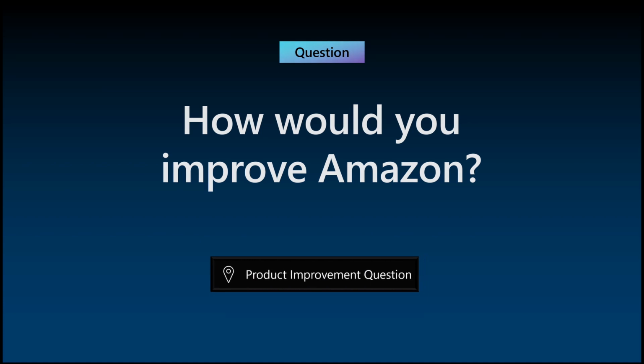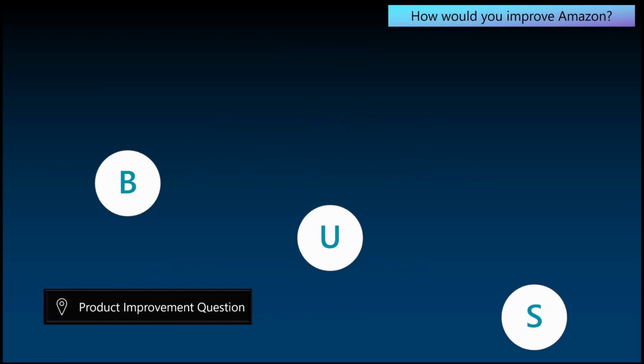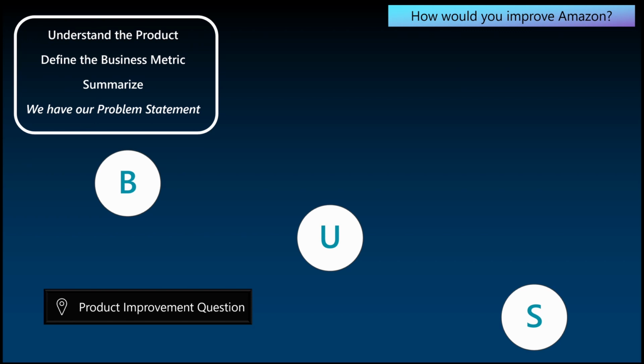So we recommend using a 3-step approach to answer product improvement questions in a PM interview. This approach is also known as the BUS framework, where B stands for business objective, U stands for user problems, S stands for solutions. So step 1 is to understand the business objective. Now many candidates skip this step and start listing ideas to improve the product in an unstructured way. This is a big red flag for interviewers.